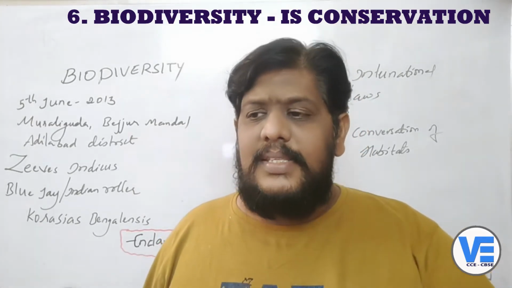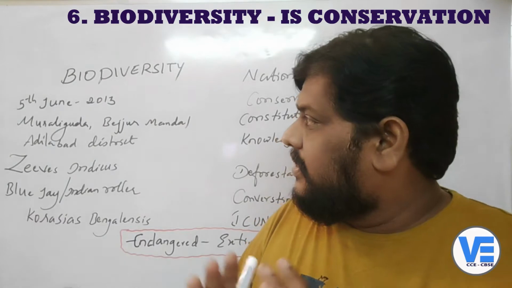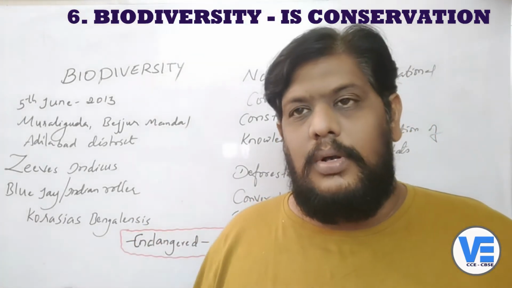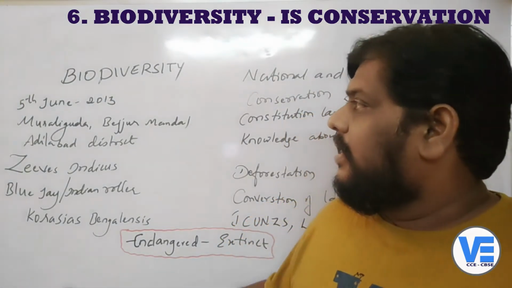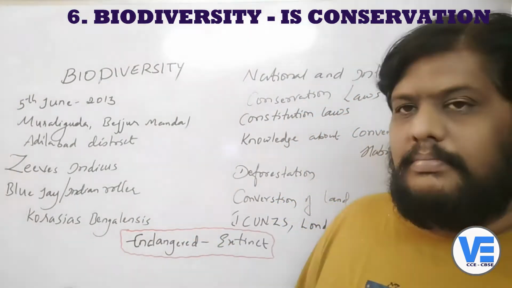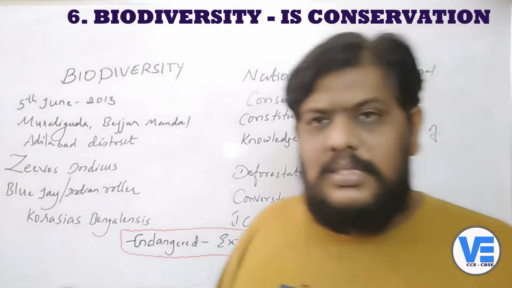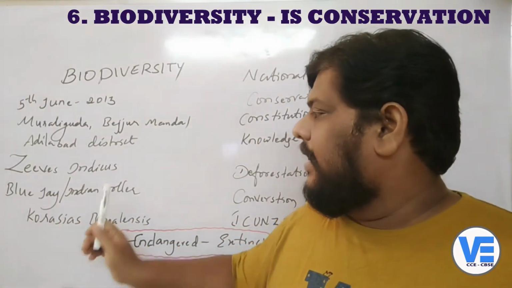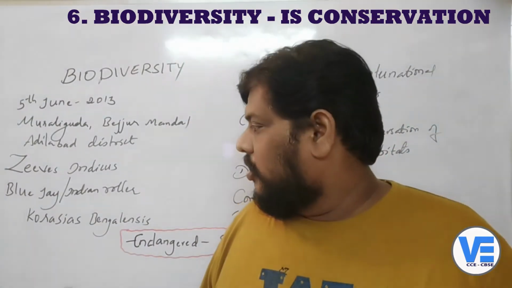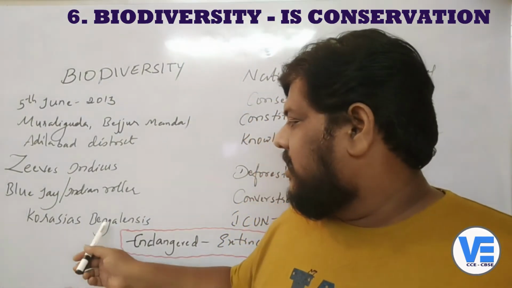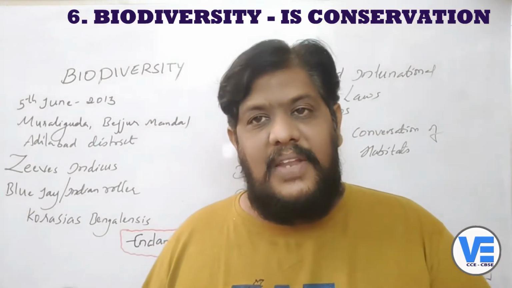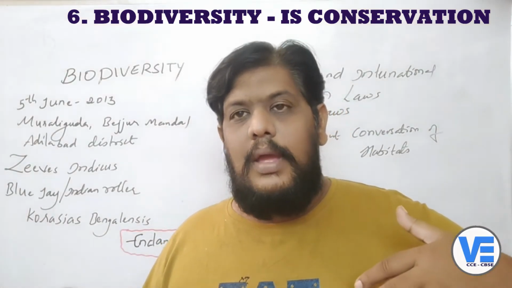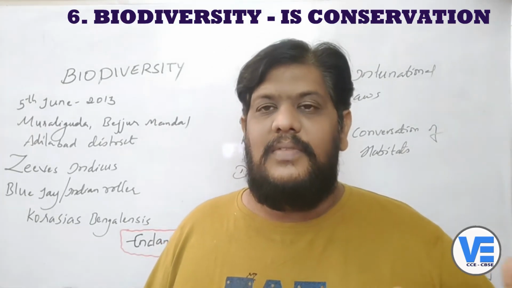This is a paper cutting which they have seen on the notice board. And they have seen another paper cutting also. It says the government has declared the blue jay or the Indian roller, which is also called Coracias bengalensis, the scientific name of that particular bird, is now endangered. It is in the list of the endangered.